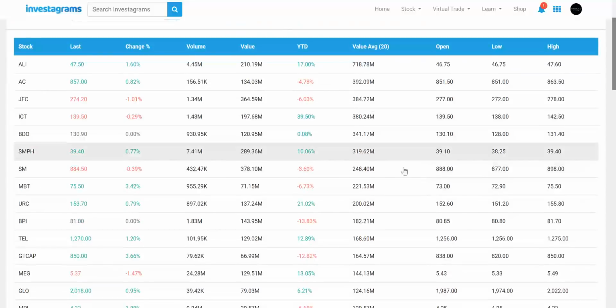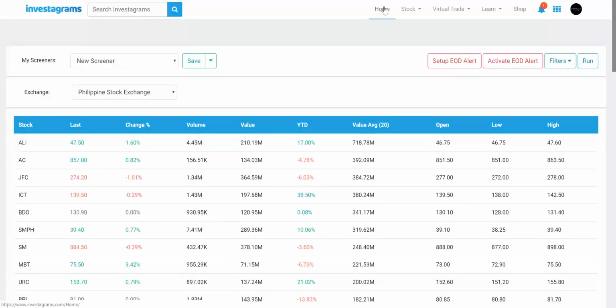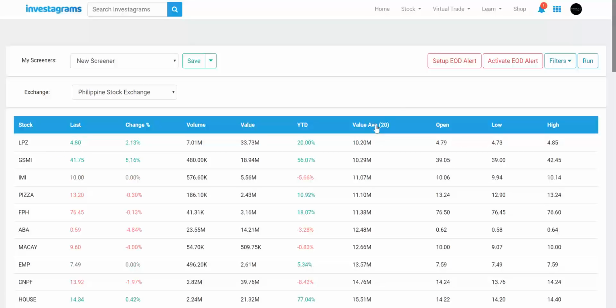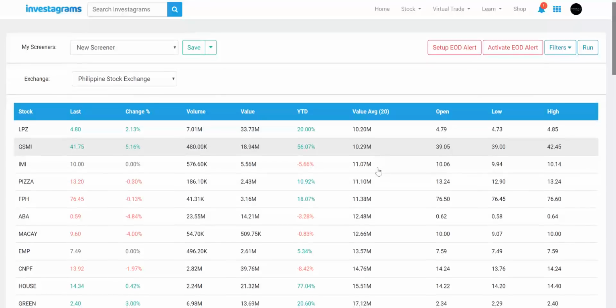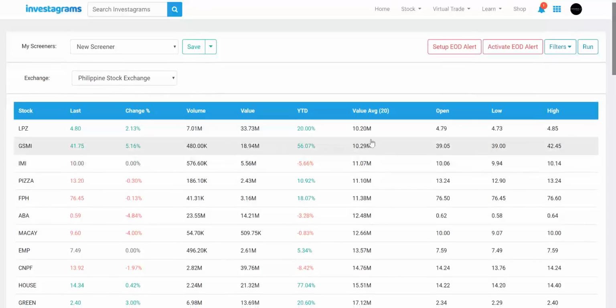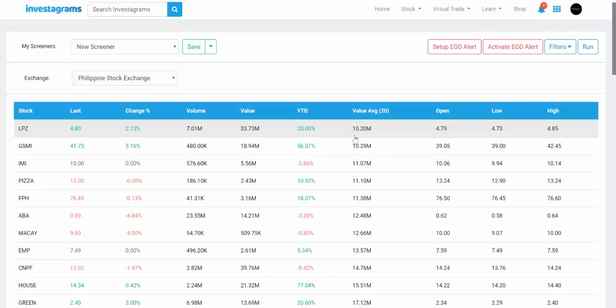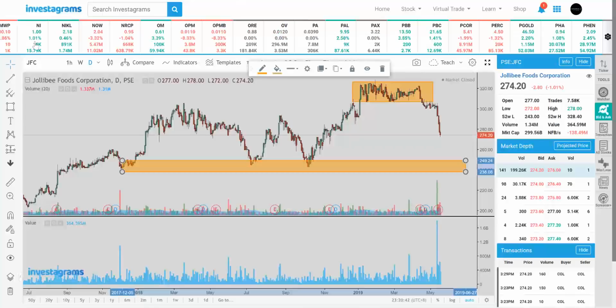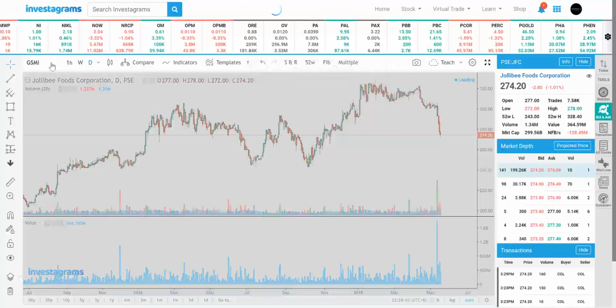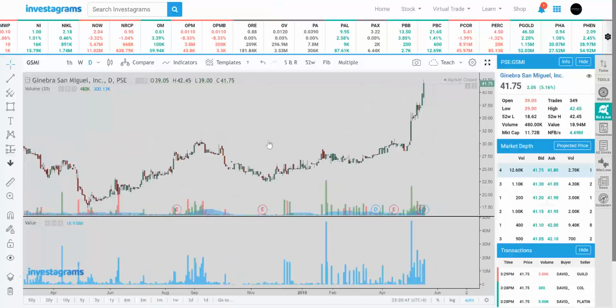Okay, and now this is mainly for the blue chips, if you want to filter the highest stocks in terms of value. But if you want to see which stocks are upricing, you could actually look at the lower part of the value turnover in the screener. So for example here, those that are trading just above the 10 million mark, first is Lopez, but nothing significant there. Then GSMI, so this is something interesting. You're going to see GSMI with this super move.